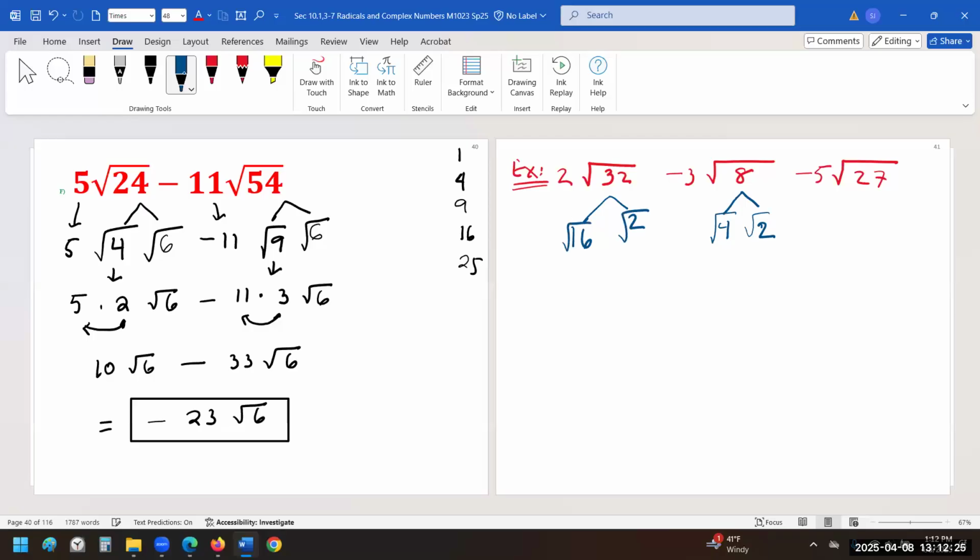That means these 2 will be like terms, but this one will not be like terms. So you need to look for a different perfect square number. 9 and 3. So square root of 9, square root of 3. We bring down our coefficients: 3, -5.